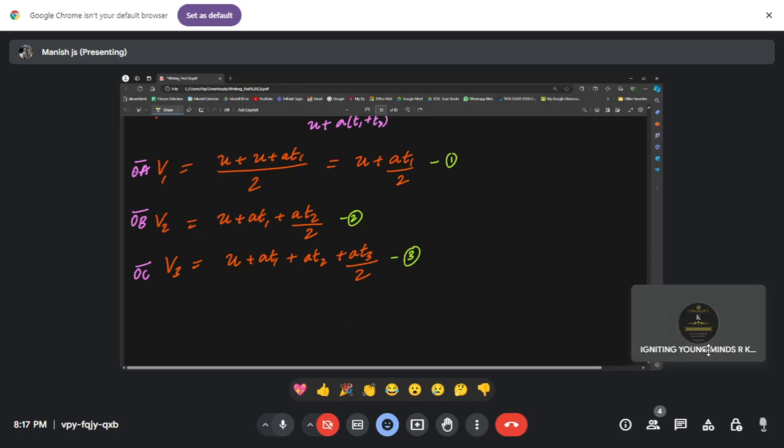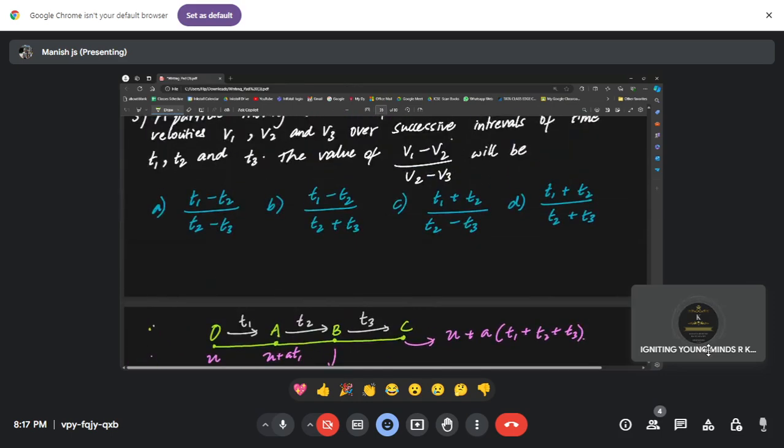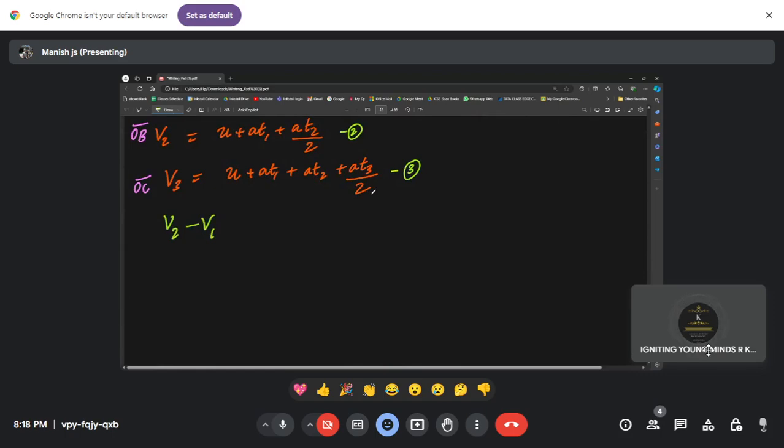By marking them, what is V2 minus V1? Let's find out V2 minus V1, because in the question they are asking us V2 minus V1. Substitute and simplify it. You will get V2 minus V1 as a/2 times (T1 plus T2). Similarly, V3 minus V2: if you do V3 minus V2, you will get a/2 times (T2 plus T3).